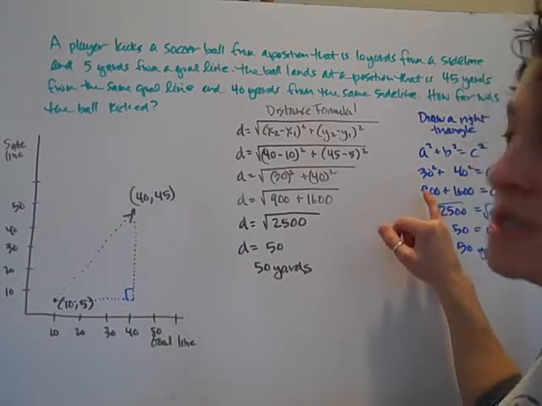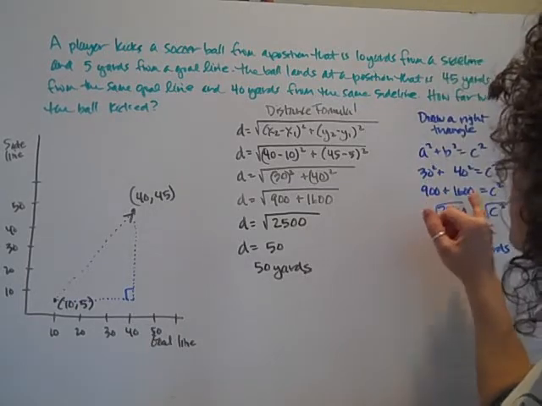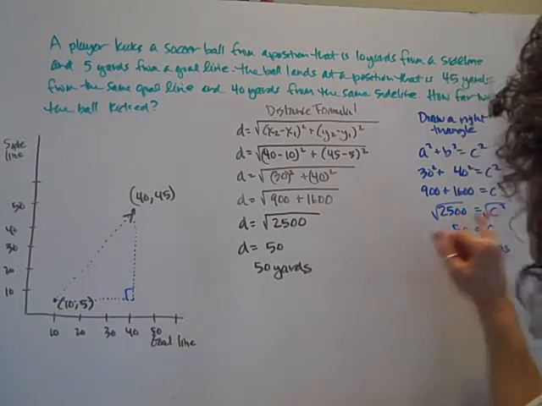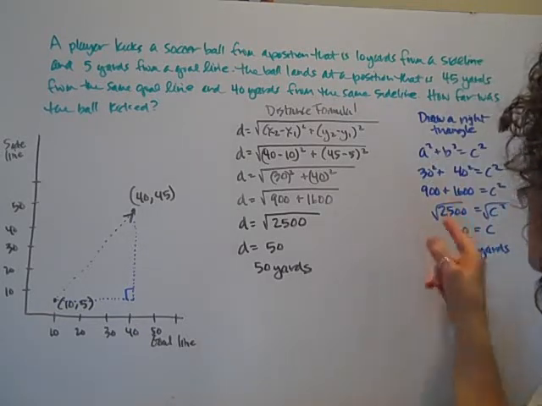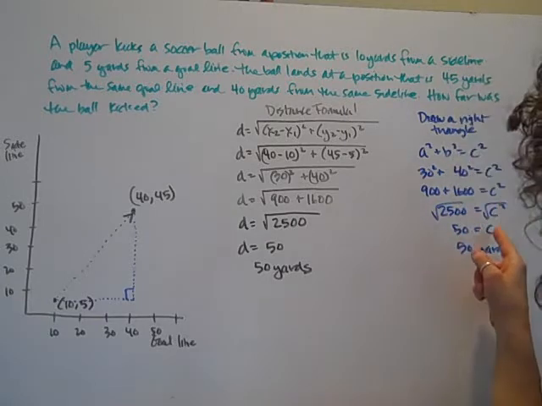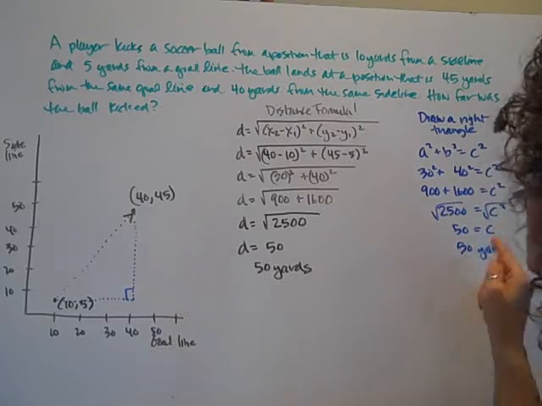So I'm going to do 30 squared, which is 900. I'm going to do 40 squared, which is 1600. 900 plus 1600 is 2500. So 2500 equals c squared. This should look very familiar to you. And then we're going to square root both sides. So we get the square root of c squared is c, and the square root of 2500 is 50. So we get 50 yards.